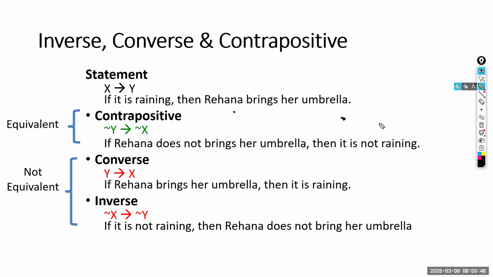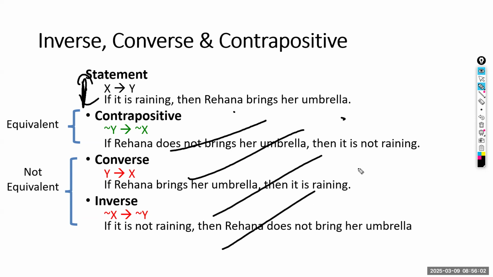It doesn't have to be like that. It doesn't have to be. Why? Because we never say that the only reason for Rehana to bring an umbrella is raining. No. For other reasons also Rehana may take an umbrella. So therefore maybe this time Rehana has brought the umbrella because of that other reason.